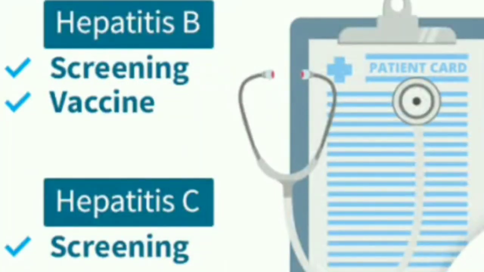So, what makes hepatitis C more dangerous than others is that in the case of hepatitis C, only screening is possible and there is no vaccination yet for hepatitis C virus. Whereas in the case of hepatitis B, screening as well as vaccination is possible.